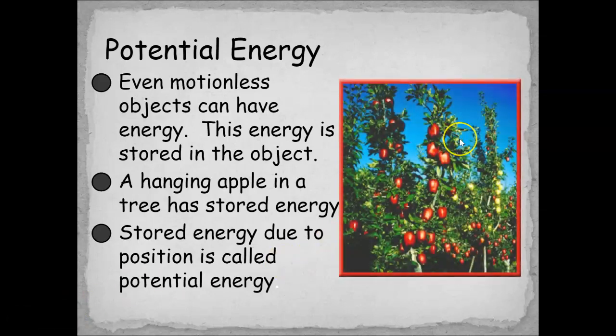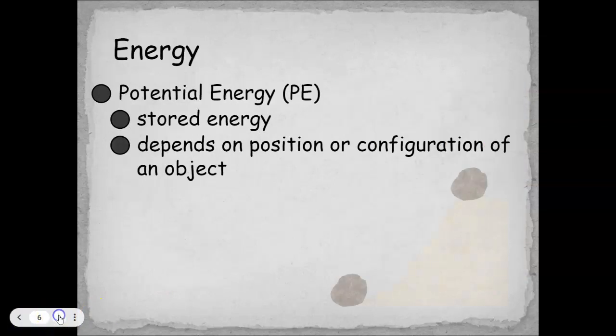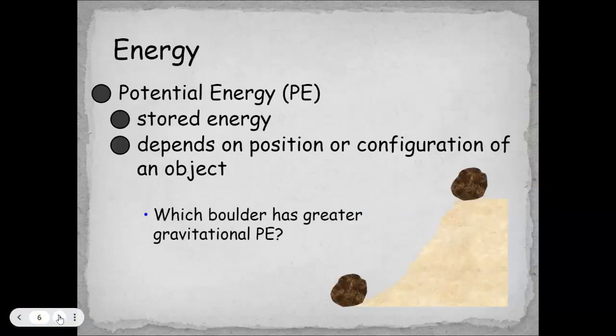So these apples, they are not in motion, right? They're hanging on the tree. They have a position above the ground. They have potential energy. They have the potential to be in motion. Okay. So potential energy is stored energy, and it depends on the position or the configuration of an object.